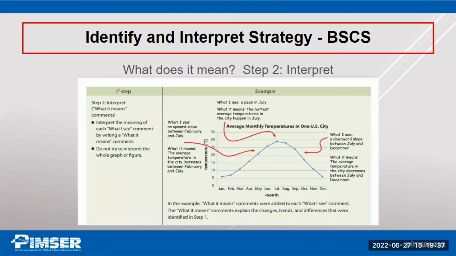The second step is to interpret what those data points mean. This comes after the I see statements have already been made. You don't want to try to interpret the whole figure at this point, just those noted locations. So take a few minutes now and read how the "it means" statements in step 2 interpret the features you identified earlier.